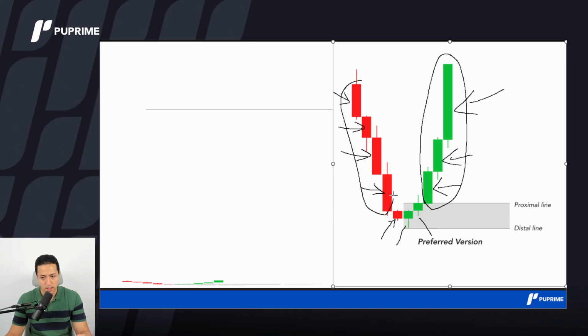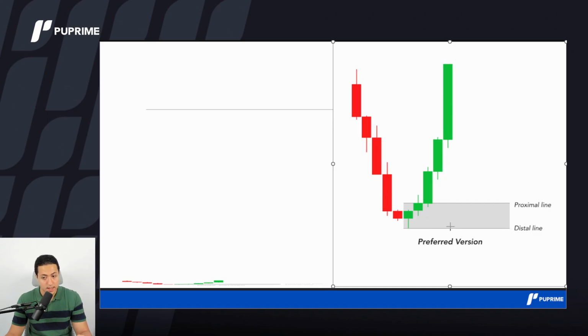So this is my leg in, this is my leg out, and those again three candles are my base. So in this case, because we are working with the preferred, the distal line is here, the lowest wick of the base candles, and the proximal line should be the highest body of the candles of the three base. So in this case we are working only with the bodies here. And this is our proximal line.